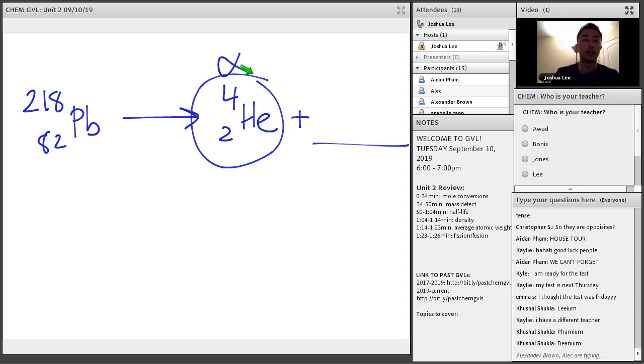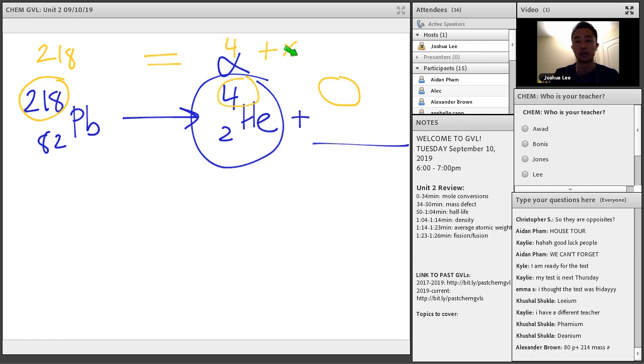So what's going to be left? This stuff, it's really not that bad. You just have to remember that the top number on the reactant side, 218, has to equal the top numbers on the product side. So 4 plus something in this case. We'll call that x. Then if you subtract 4 from both sides, x is going to be 214.